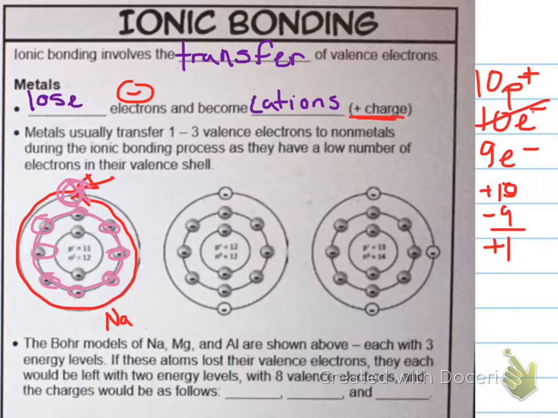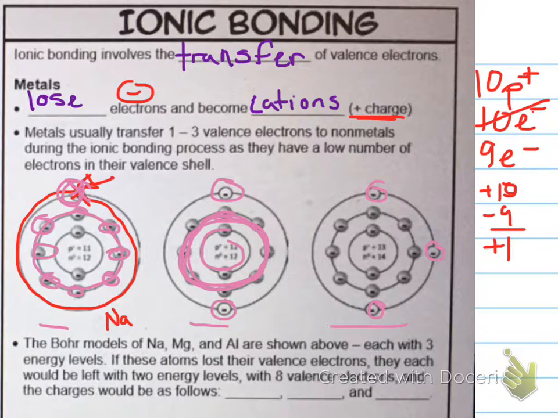Similarly, magnesium would lose its 2 valence electrons, and aluminum would lose 3 valence electrons. So the Bohr models of sodium, magnesium, and aluminum are shown above right here, each with 3 energy levels. And remember, energy levels are the shells. If these atoms lose their valence electrons, they each would be left with 2 energy levels, and the valence shell would be this shell now, and so there would be 8 valence electrons.